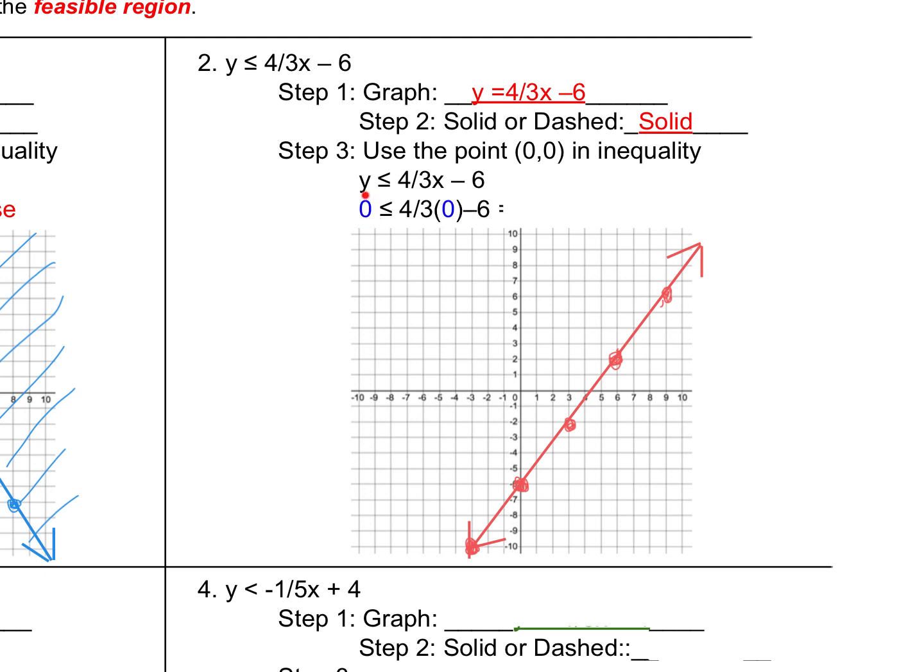We plugged in 0 for the y, we plugged in 0 for the x, and that gives me 0 less than or equal to 4 over 3 times 0 minus 6, and we get 0 is supposed to be less than or equal to negative 6. Is that true or false? We see that that is false. So that means that this side at the 0, 0 is false, so it makes the other side true. So we're going to have a graph that looks like this. Notice that this time we shaded below the line. Again, we shade the side that's true, not false.